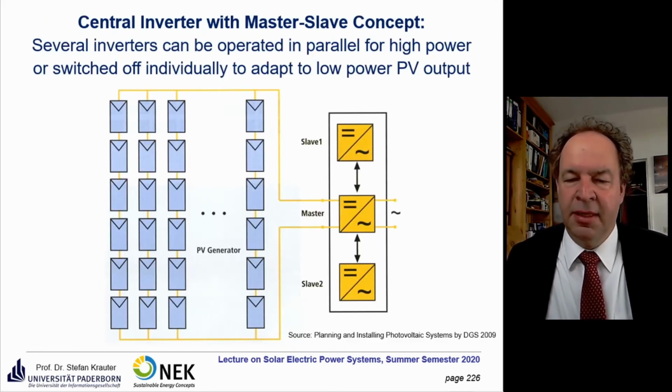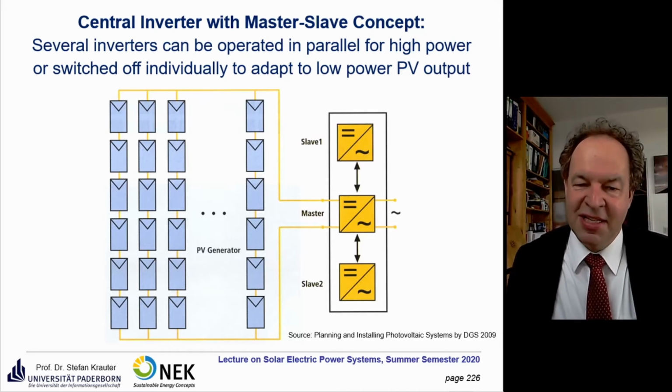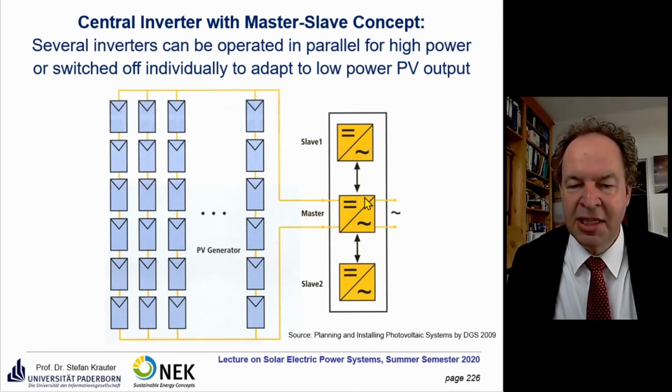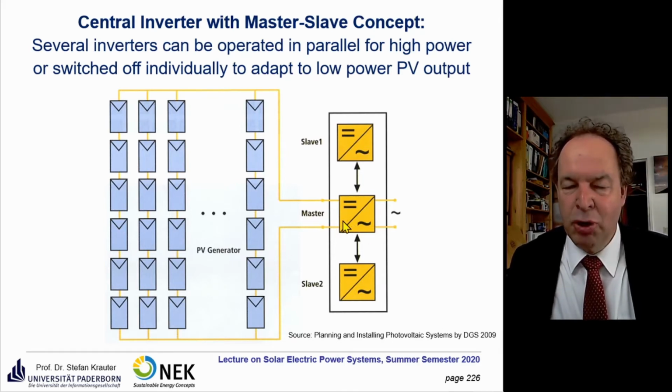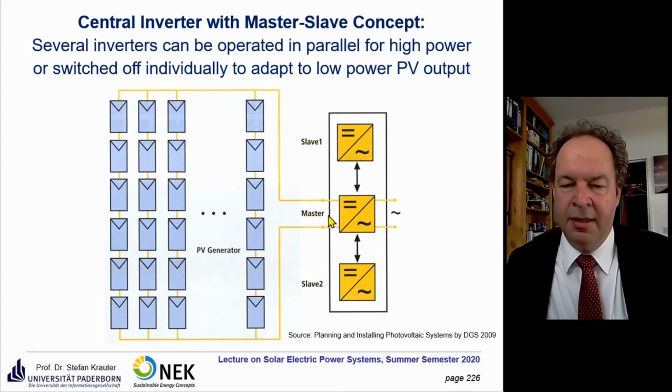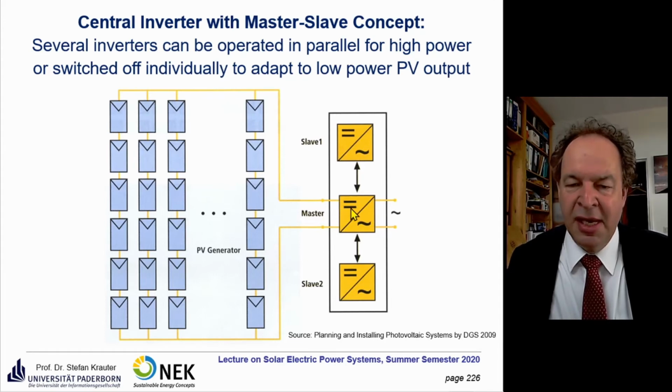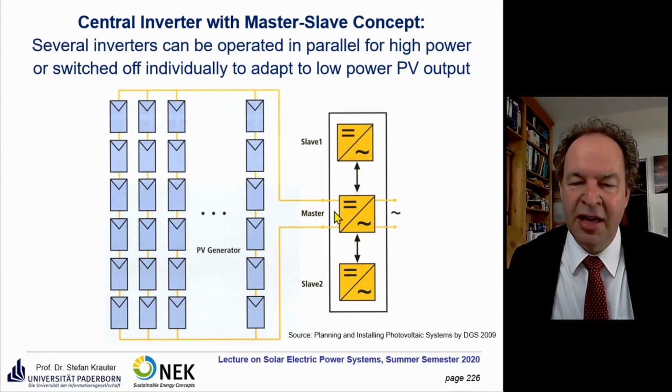Here we have another concept. This is called the master-slave concept. It's not applied so much nowadays anymore, but a decade ago it was quite common. So you have a master inverter with a power which is much less than the nominal power output of the PV generator. For example, you have a 1 megawatt generator and you only have a 300 kilowatt inverter. So a lot of the time you operate that inverter, and that's important, very close to its nominal power output, to 100% load, and therefore at a very high efficiency.